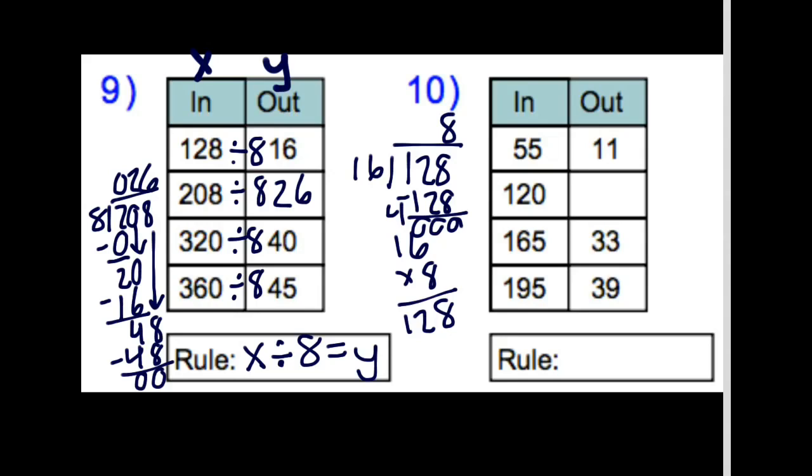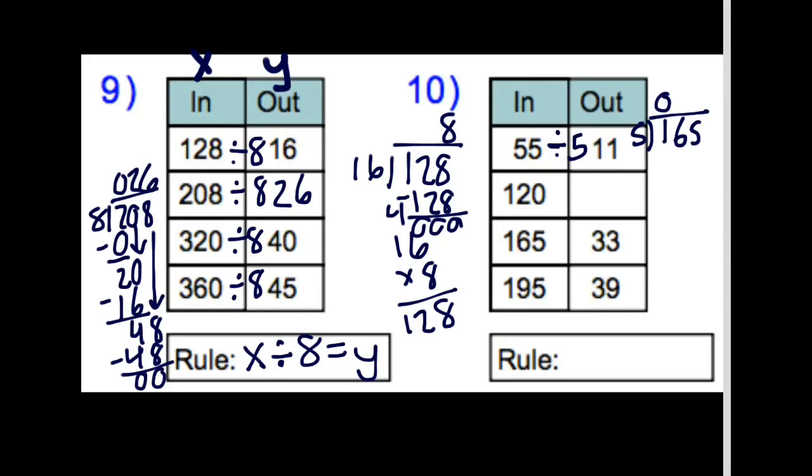For my next one, I'm looking at it and it looks like it's going down, so I'm either subtracting or dividing. If I divide it by 5, I know that it gets to 11. So I'm going to try one more, like 165 divided by 5, just to make sure that that's my rule.